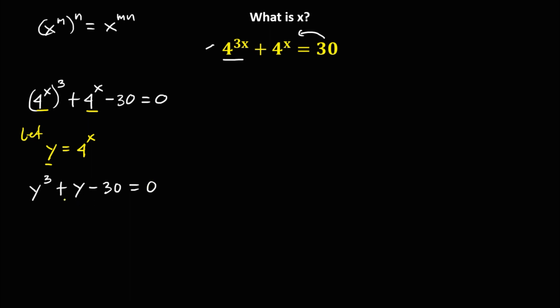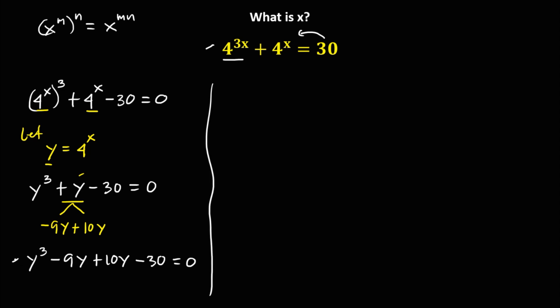Then this time we need to rewrite this positive y, as one number is a negative perfect square. So we can have negative 9y and positive 10y, because this negative 9y plus 10y is equal to positive y. So we have now y to the power 3, then minus 9y plus 10y, then minus 30 equals 0.